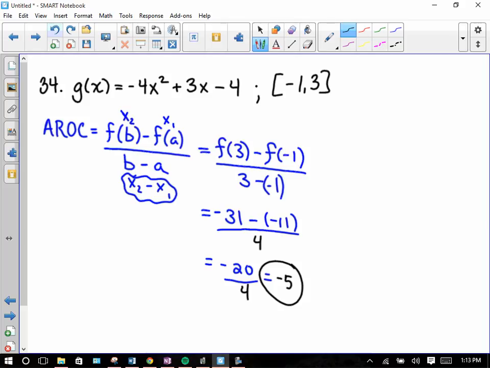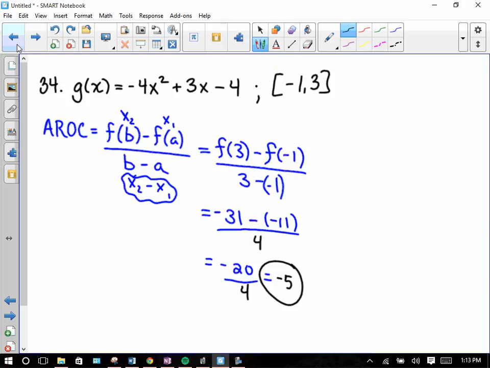You get it right? Alright. Questions about that? 36 is going to be essentially the same thing with a different function and a different interval. Any question about this? No.